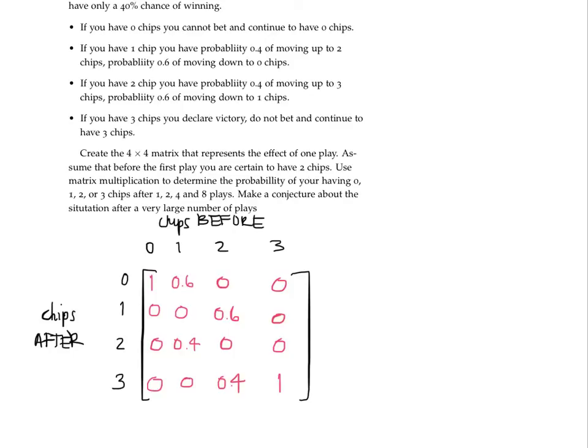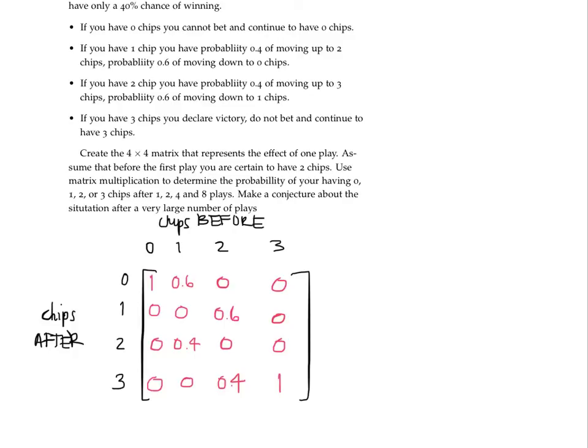Let's take a look. Our probability of having 0, 1, 2, or 3 chips after 1, 2, 4, and 8 plays. Okay, well after 1 play, we started with 2 chips, so we want to look at this column. And in fact, we'll always be looking at this 2-chip column because it's saying, hey, this is what you started with. Well, we have a 0.6 chance that we'll have 1 chip and a 0.4 chance that we'll have 3 chips. How about after 2 rounds of play?